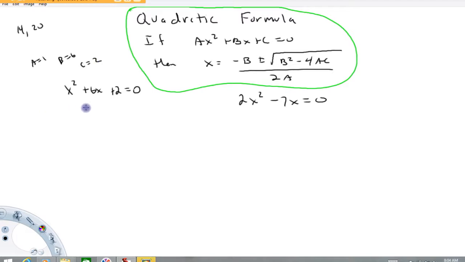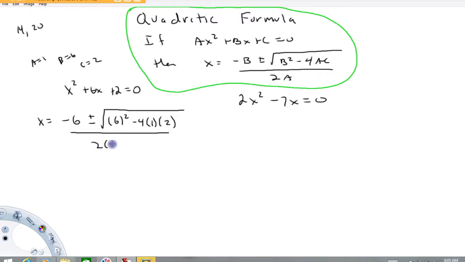I'm just going to now apply this formula as I see it. So x is going to equal minus b, that's going to be negative 6, plus or minus the square root of b squared minus 4 times a times c, all over twice a. So you just put in the numerical values, and now we'll start simplifying this.